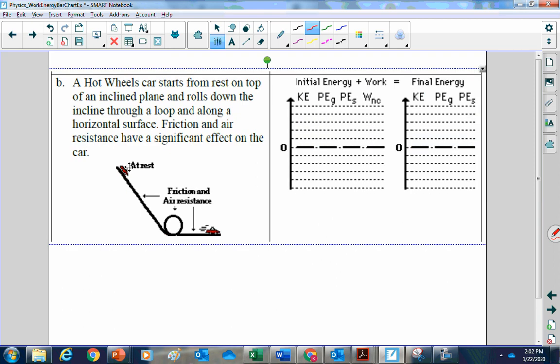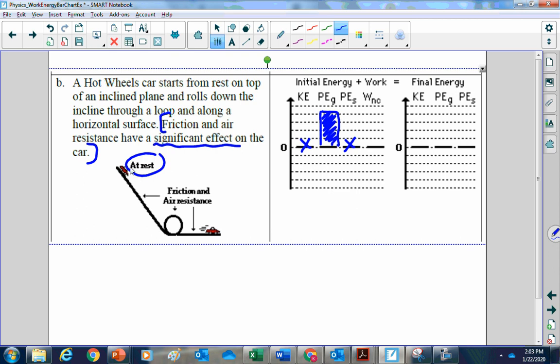This one is the same situation, except this says friction and air resistance have a significant effect on the car. That's much more realistic. So I still am going to have no kinetic energy to begin with because the car is at rest, and then no spring potential or elastic potential energy is involved here. But I still, let's say, have 4 bars worth of gravitational potential energy to begin with.